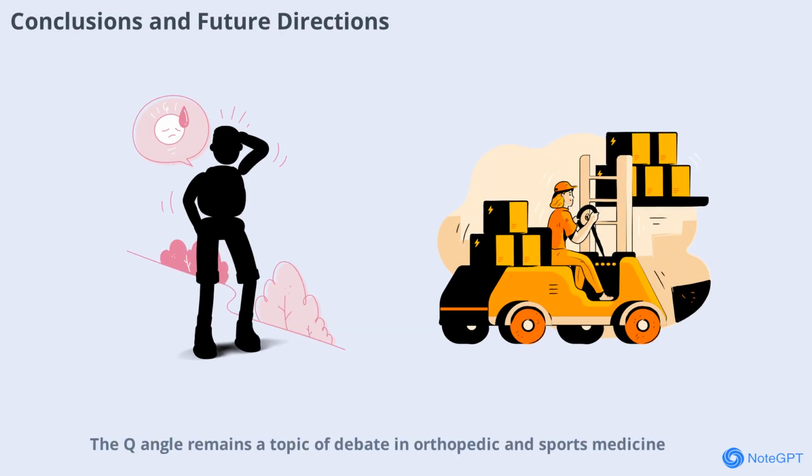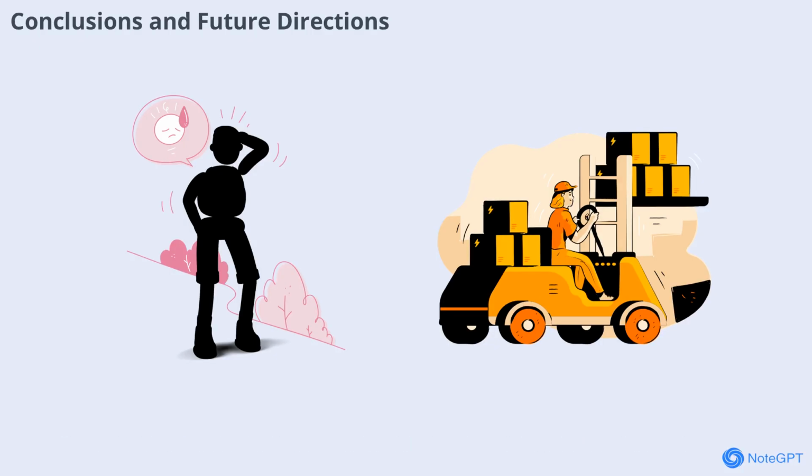Q angle remains a topic of debate in orthopedic and sports medicine. While it is clear that extreme Q angle values can affect knee mechanics, the relationship between Q angle and knee disorders is not straightforward. The lack of standardized measurement techniques and the influence of multiple anatomical and functional factors make it challenging to draw firm conclusions.